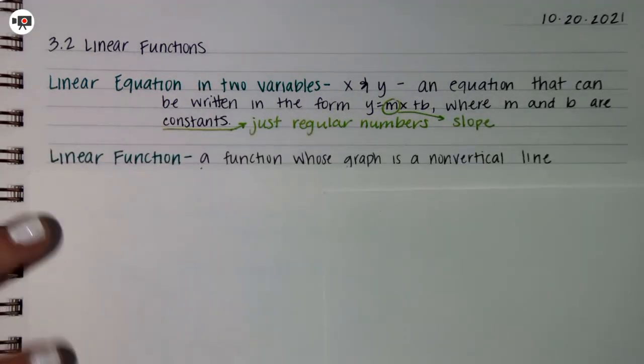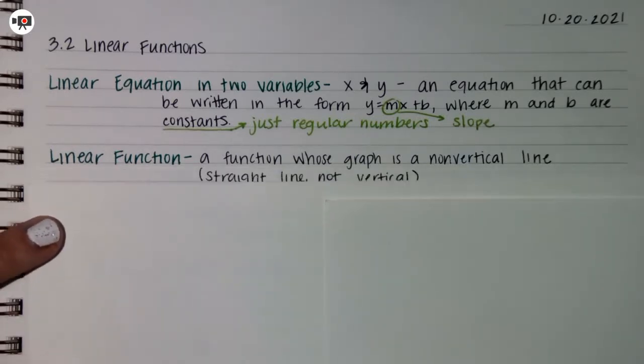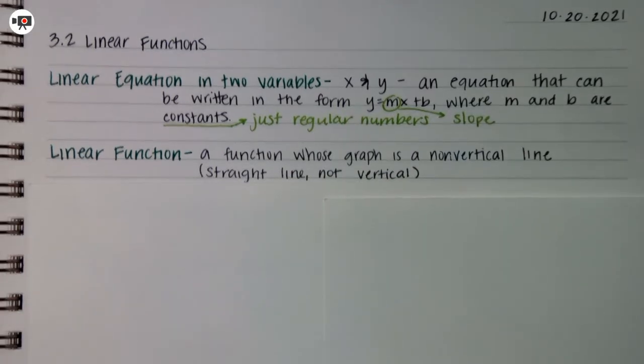Next we have a linear function, and a linear function is a function whose graph is a non-vertical line. It is a straight line, and it is not vertical, meaning it is not straight up and down.